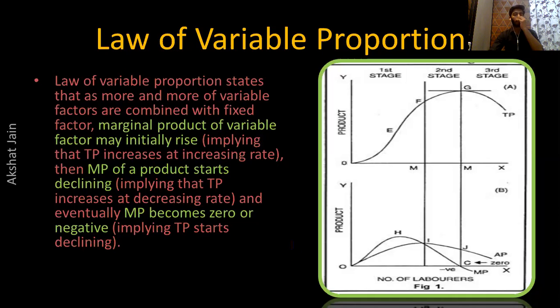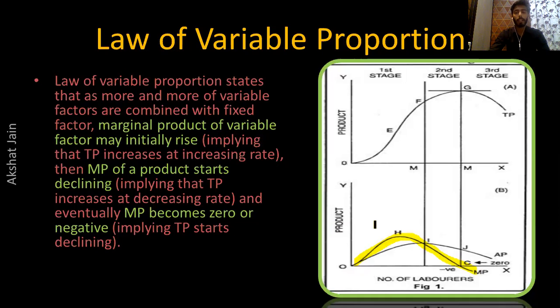So the law of variable proportion says that as we combine more and more variable factors with the fixed factor, our marginal product derived from every additional variable factor initially rises. Then it starts falling in the second stage, eventually becomes 0 and ultimately becomes negative. As a result of this, what is the effect on TP? We discussed in the last class that TP is nothing but the summation of marginal product.